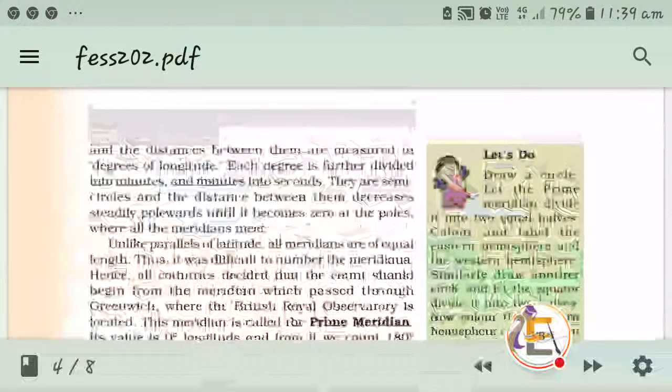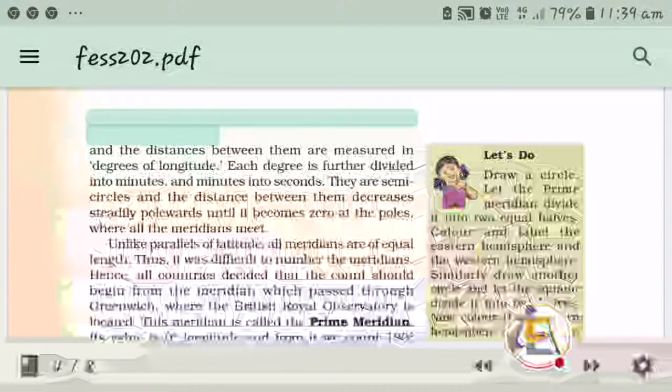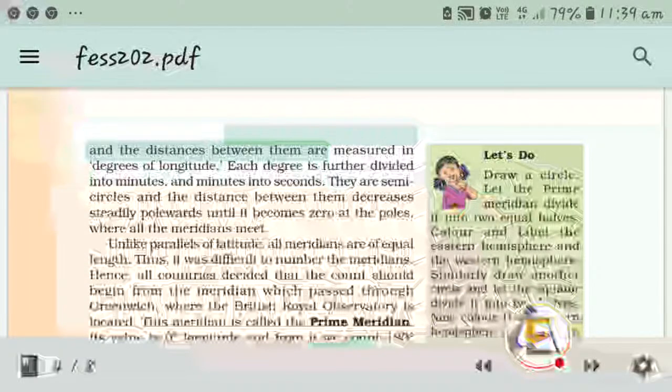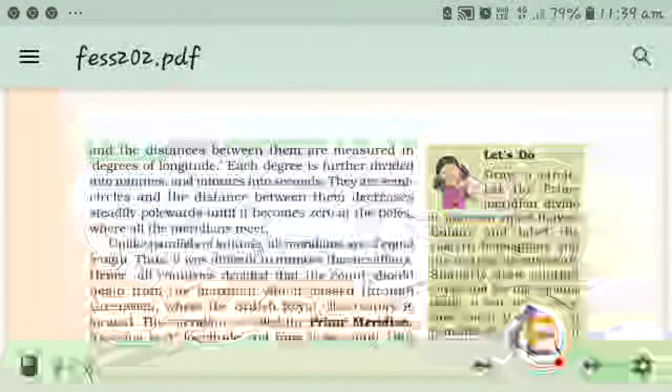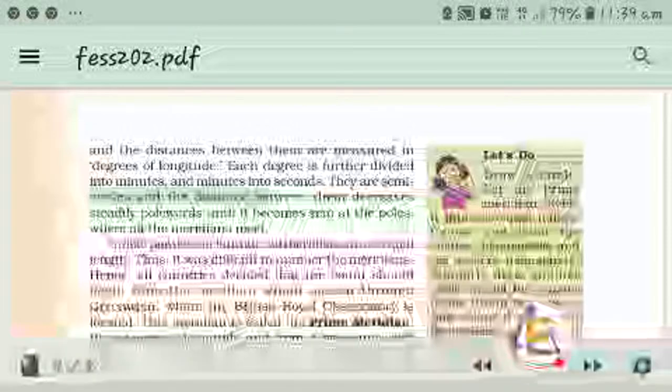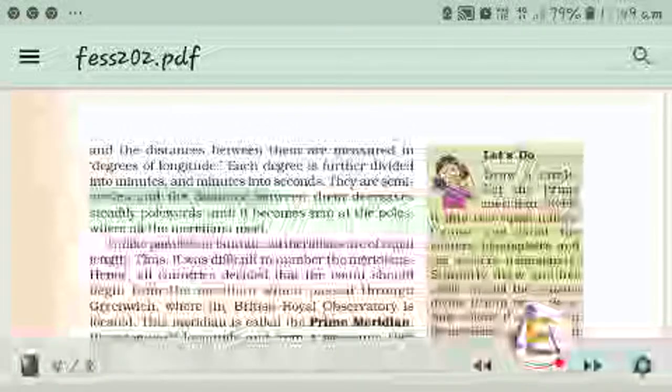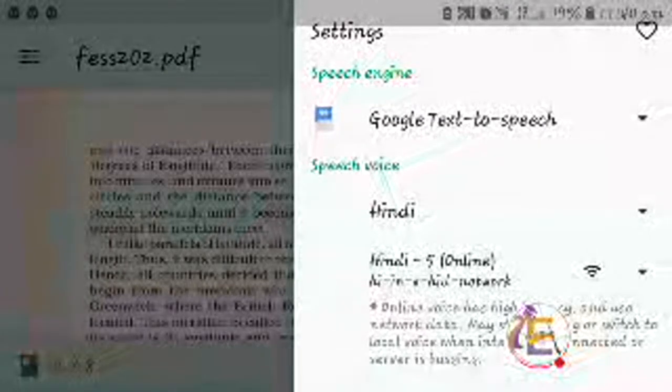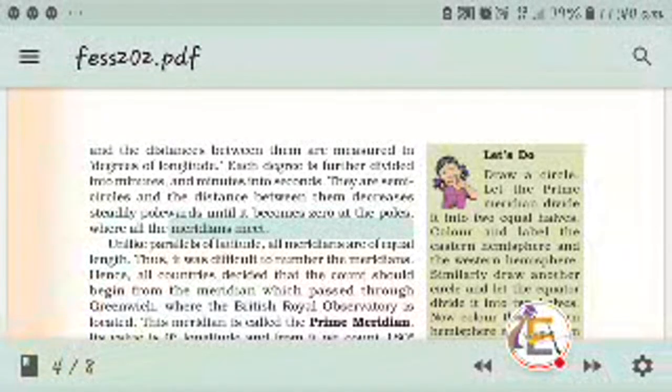And the distances between them are measured in degrees of longitude. They are semicircles and the distance between them decreases steadily polewards until it becomes zero at the poles, where all the meridians meet. Unlike parallels of latitude, all meridians are of equal length. Thus, it was difficult to number the meridians.